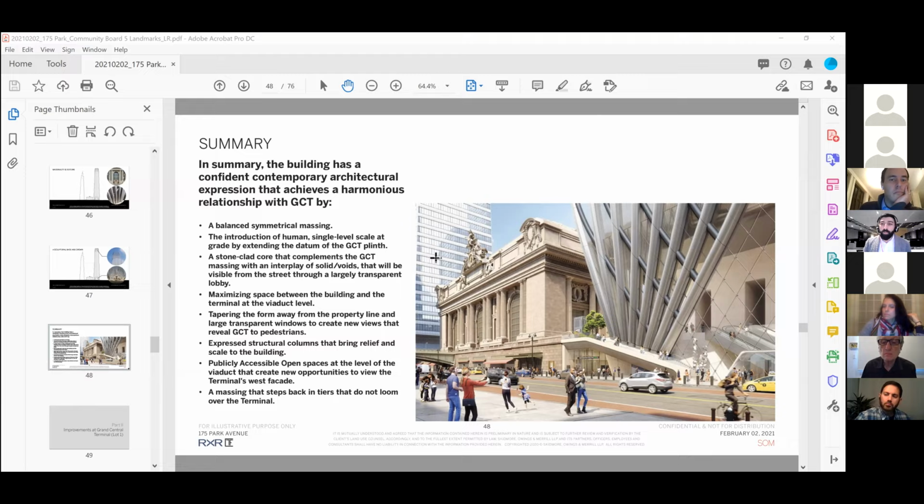What you're seeing here on the right side is a cable net wall glass. So this is a glass wall, but that has very, very minimal, very refined detailing because it's being held in tension.